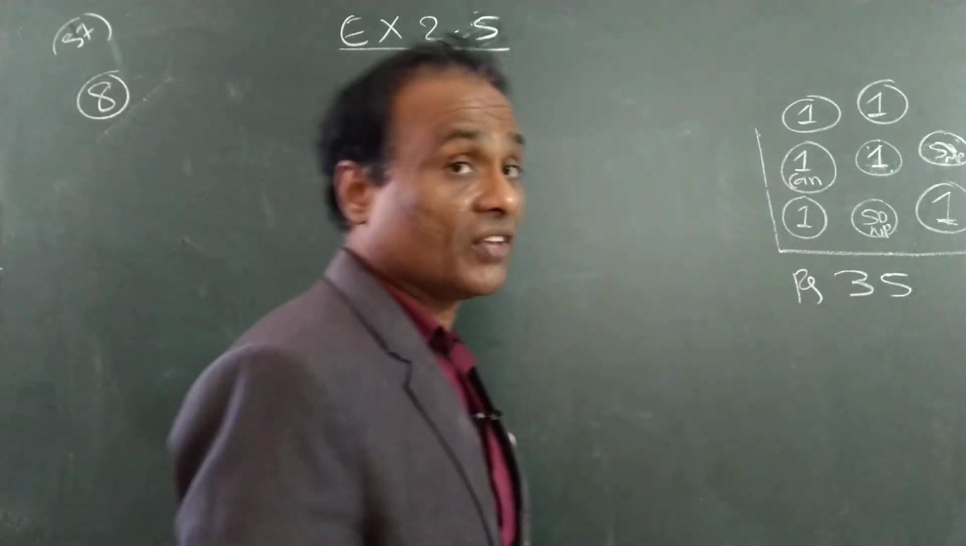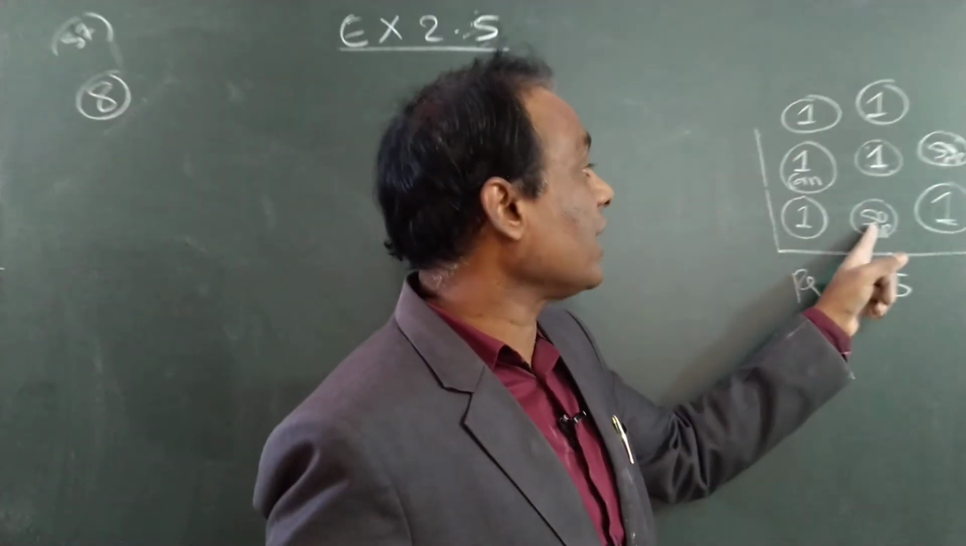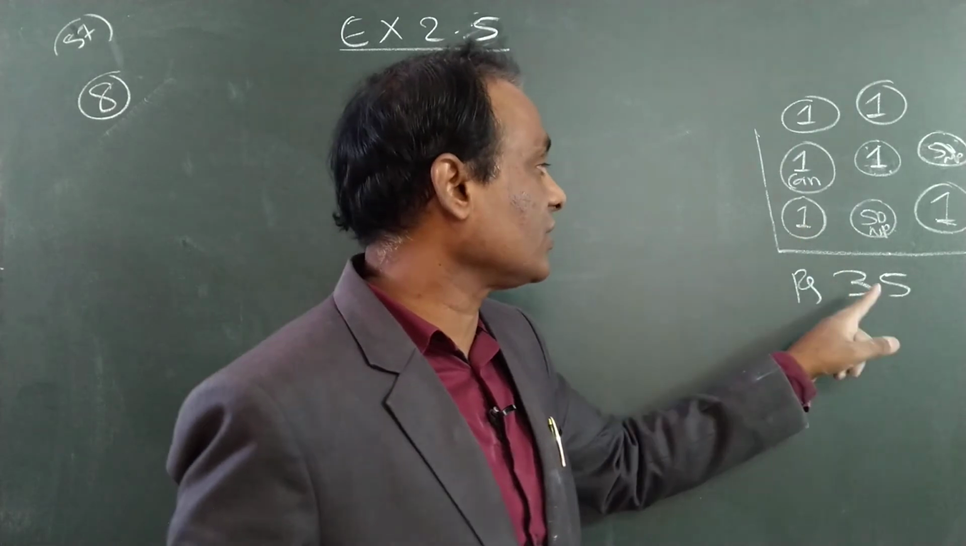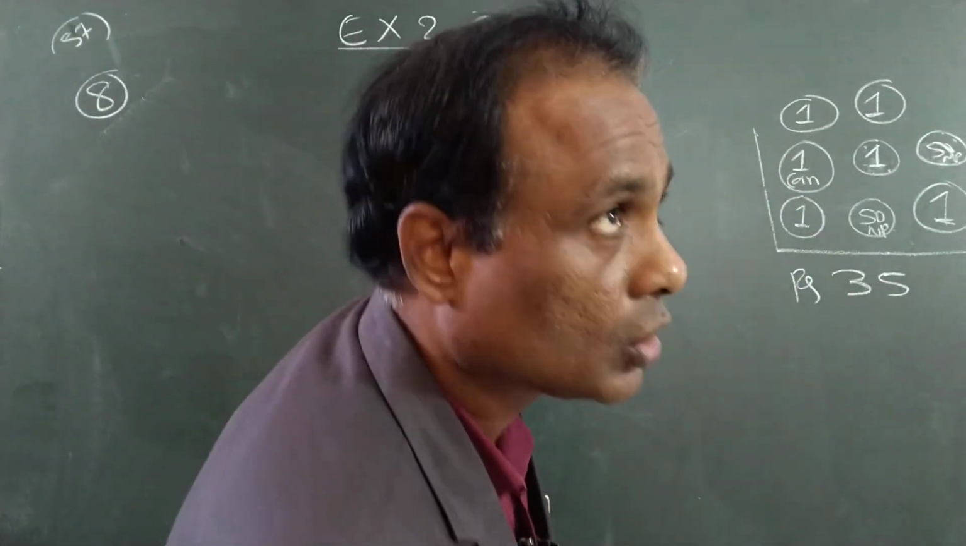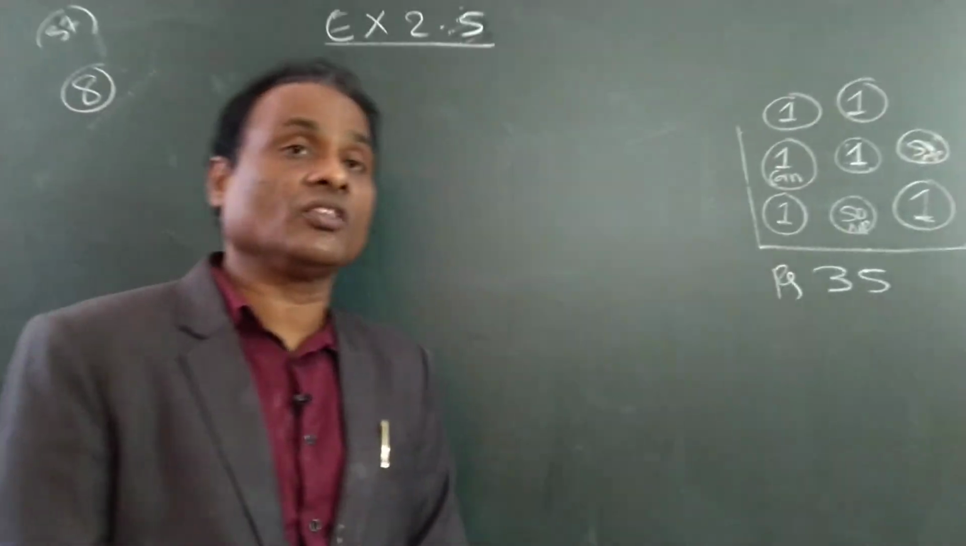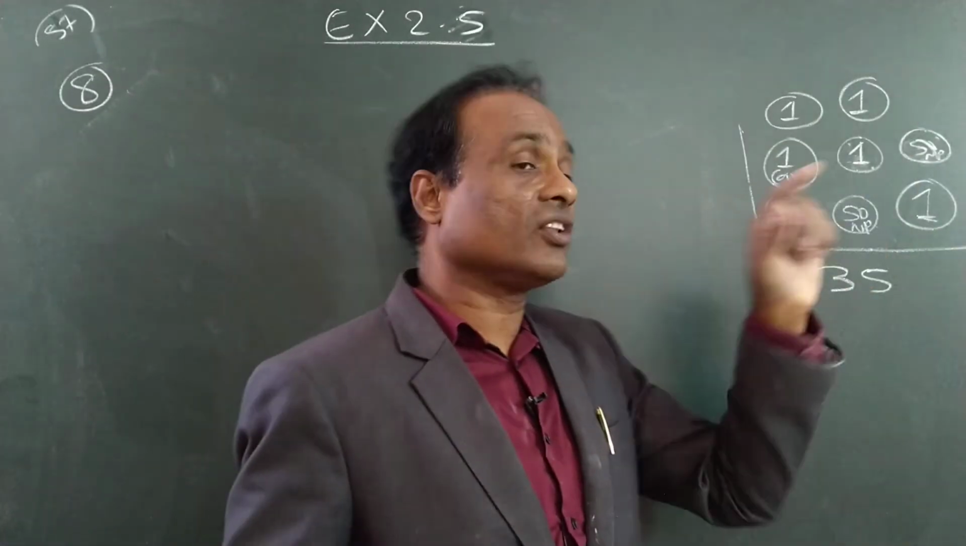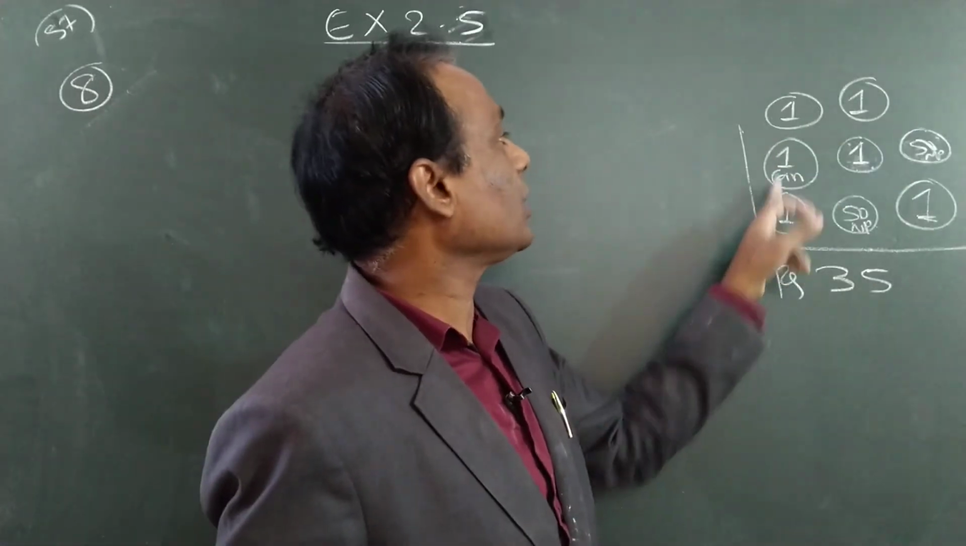So like that, the total amount is 35 rupees. So how many 50 NP coins are there? How many 1 rupee coins are there? That total amount should be 35. That is the question. Total amount is 35 rupees.